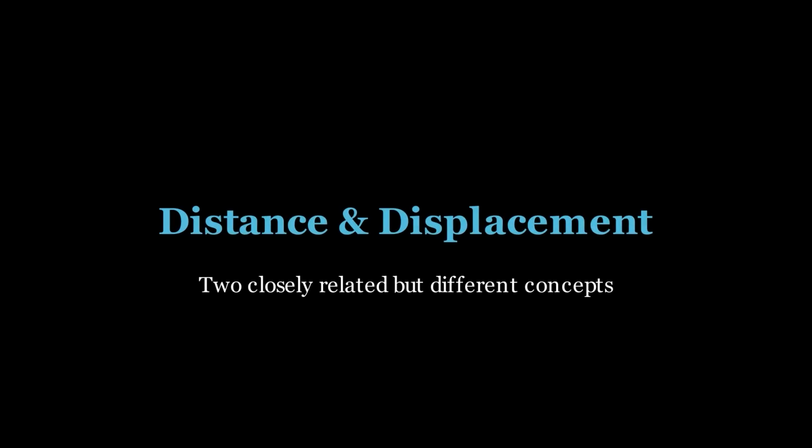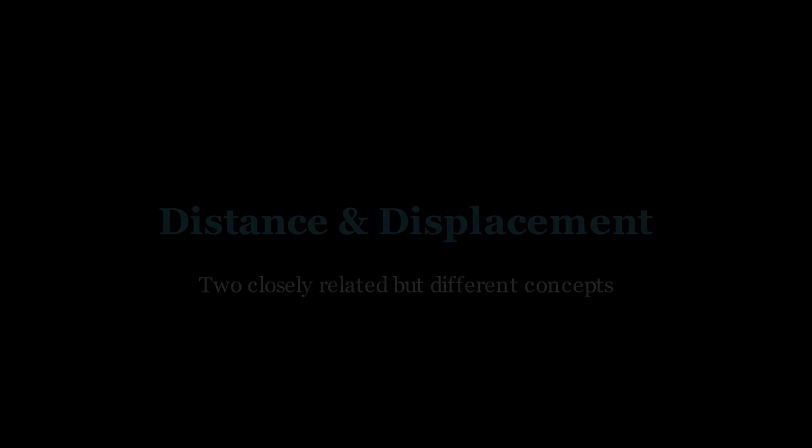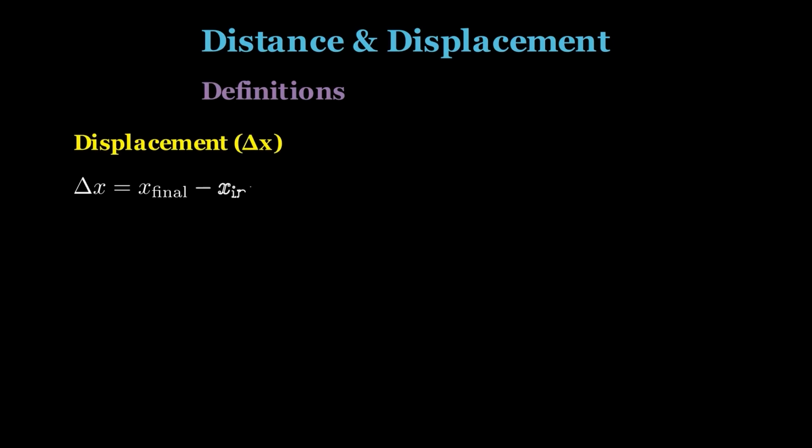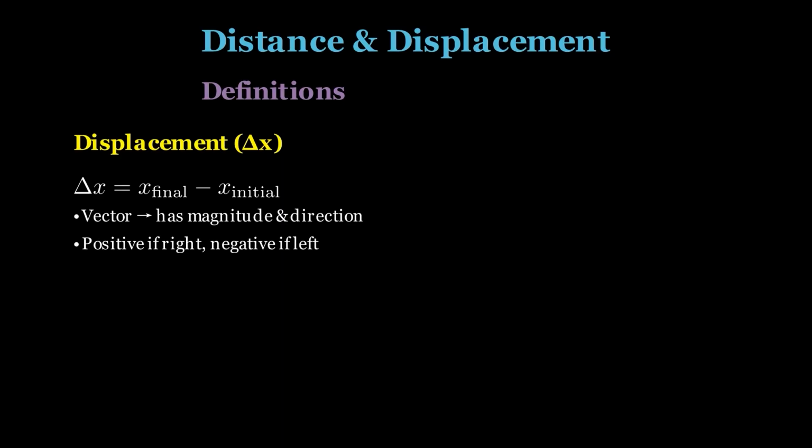Now that we know position, let's talk about distance and displacement, two closely related but different concepts. Displacement, usually written as delta x, is the change in position of an object over a time interval. Mathematically, delta x equals the final position minus the initial position. It's a vector quantity, which means it has both magnitude and direction. If the object moves to the right, displacement is positive, and if it moves to the left, it's negative.